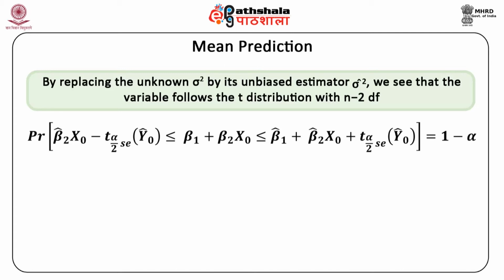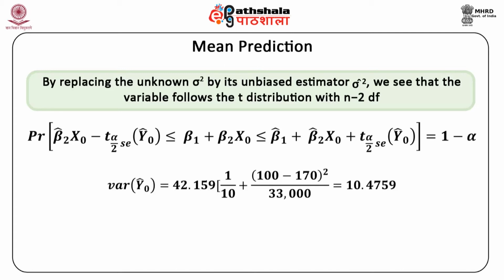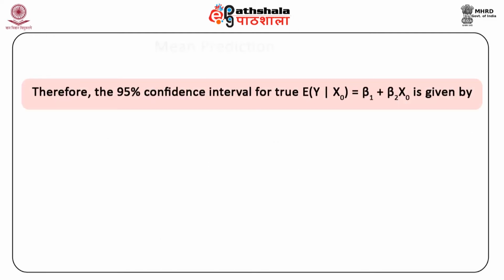On substituting the values in the above equation, we get variance of y0 hat equal to 42.159 times the bracket 1 by 10 plus (100 minus 170) whole square divided by 33,000, and this comes out on simplification to be 10.4759. Therefore, the standard error of y0 hat is equal to 3.2366.